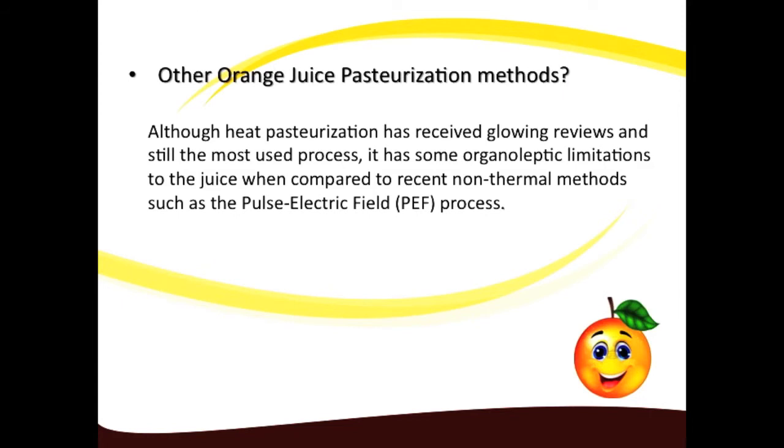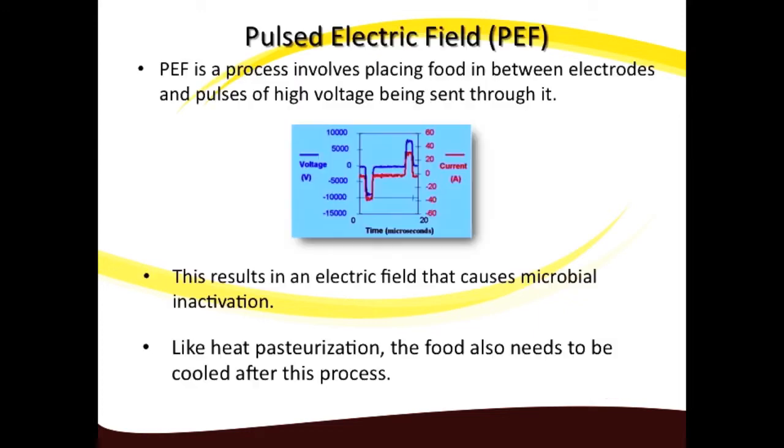Although thermal pasteurization is effective in preserving foods, other processes such as pulse electric field pasteurization have been developed and also gained glowing reviews. It involves sending pulses of high voltage through foods placed in between two electrodes, which causes microbial inactivation, and has been shown to be more effective in retaining greater organoleptic properties in the orange juice, such as color, taste, and texture.